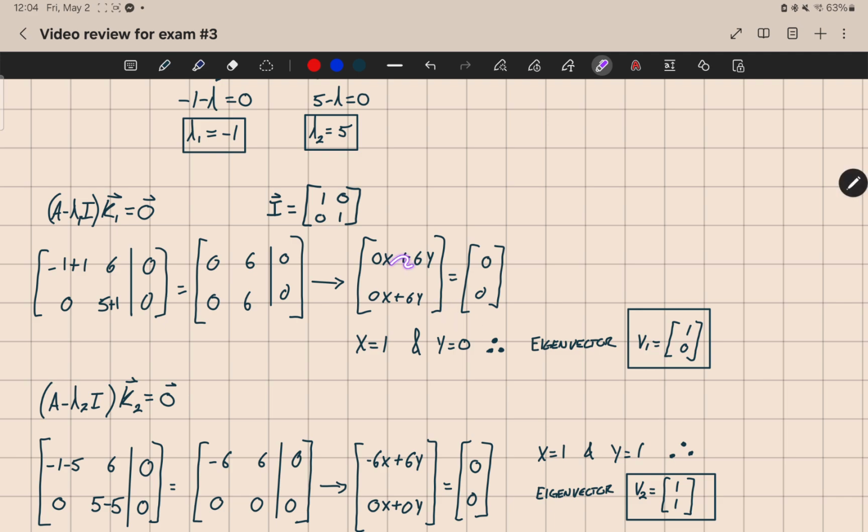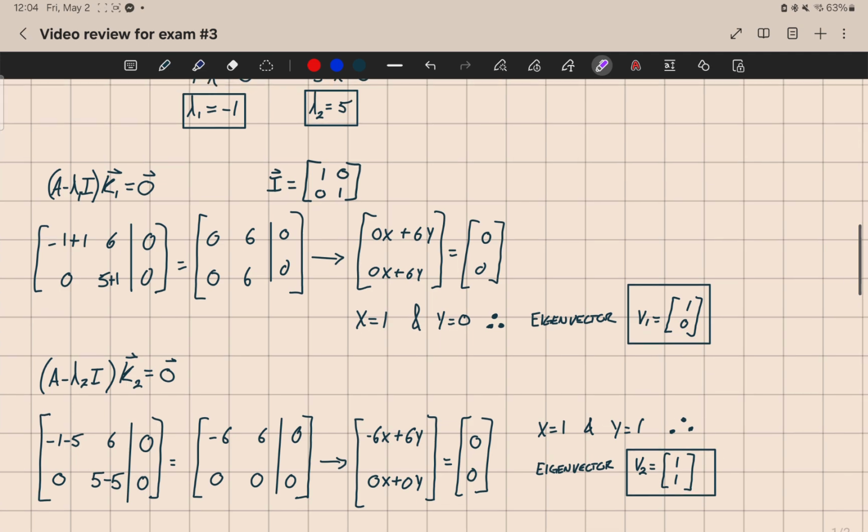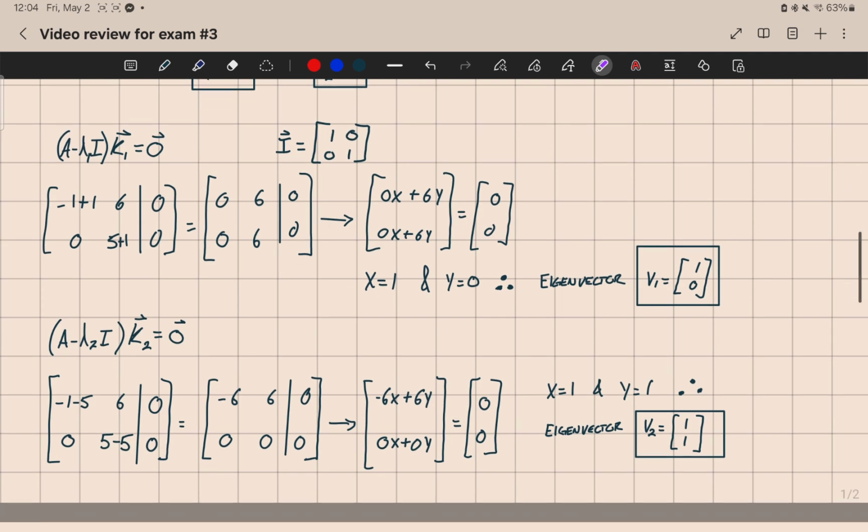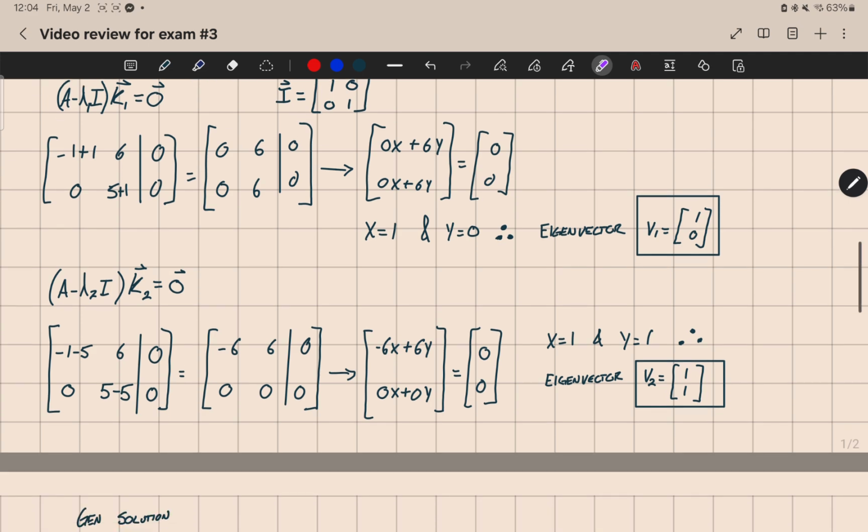And from this, we can see that x can equal anything, and it'll be 0 because the coefficient associated with it is 0. So when that's the case, I'm always just going to pick a 1 because it's easiest. And to get this 6 to equal 0 in both cases, the only coefficient that would do that is 0. So from that, we arrive at the first eigenvector of 1, 0.